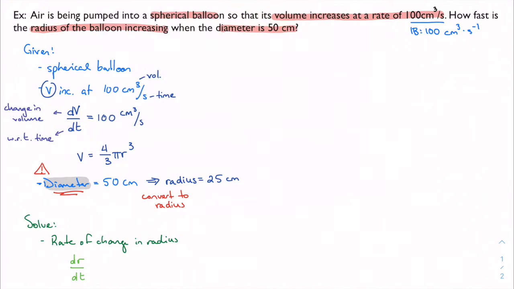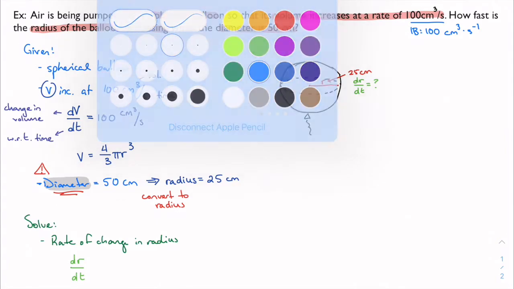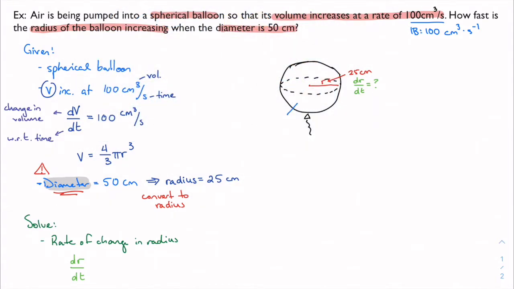The other thing you can consider if it helps is to actually draw out the problem. So maybe here is my balloon. It is a sphere, which means it has a radius. And as we've learned, that radius is 25 centimeters. And the other thing we need to figure out is how fast is that radius changing? We know its volume is represented by 4/3 pi r squared.